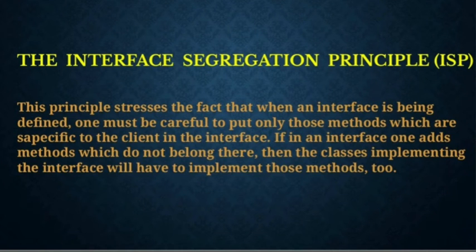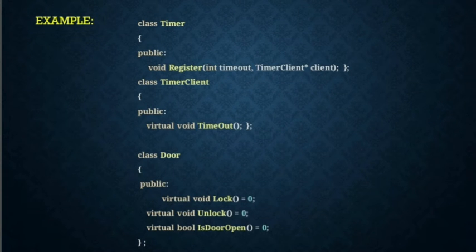And then next we are going to see the interface segregation principle. In this, the classes implementing the interface will have to implement those methods also. In this method, one must be careful to put only those methods which are specified to the client in the interface. This is the main reason for the interface segregation principle. Let us see the example of ISP.